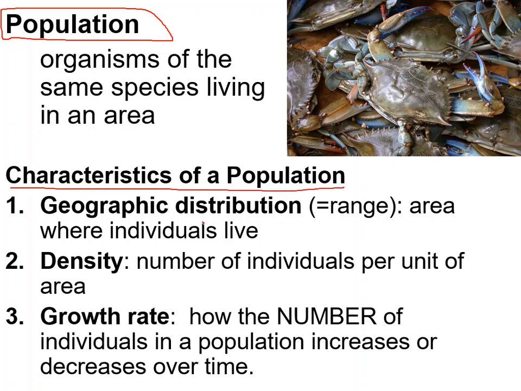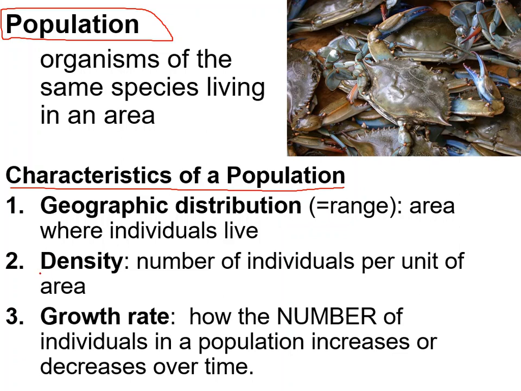The first is geographic distribution. That's just the range or the area where individuals live. It could be longitude, latitude, how far from the equator, what part of the continent, which continents. It could be altitude. How far up the mountain do you have to go before you encounter a certain species of spruce, right? All of that counts as geographic distribution.